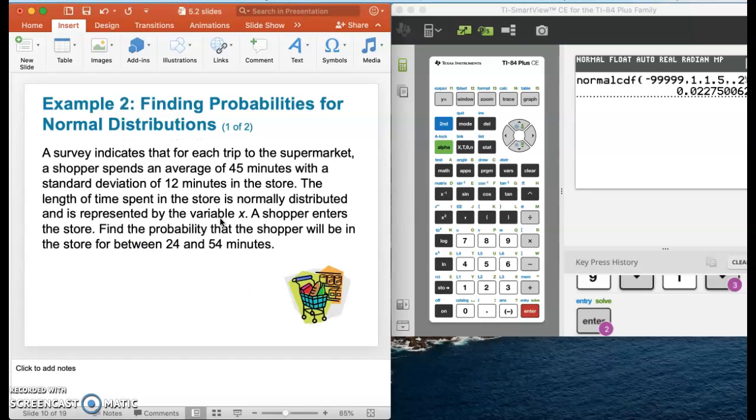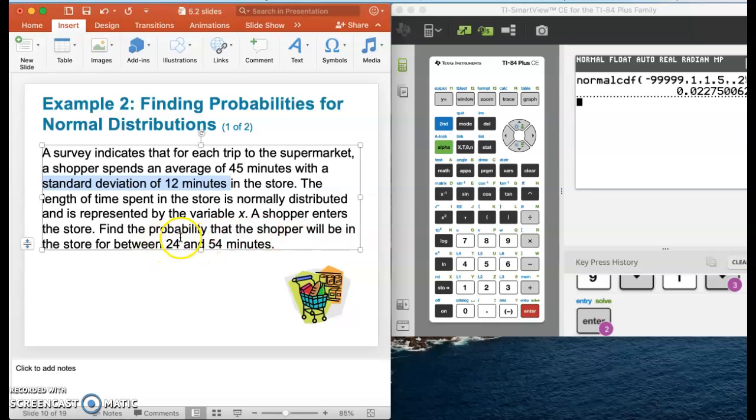Let's look at another example. A survey indicates that for each trip to the supermarket, a shopper spends an average of 45 minutes, there's our mean, with a standard deviation of 12 minutes in the store. The length of time spent in the store is normally distributed and is represented by the variable x. A shopper enters the store. Find the probability that the shopper will be in the store for between 24 and 54 minutes.